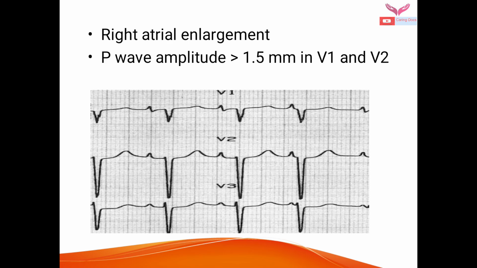In this we can see in V1 and V2 the amplitude of the P wave is more than 1.5 mm. So we usually see the P wave change in lead 2 and V1. Here the amplitude of the P wave is more than 1.5 mm in leads V1 and V2, and in the previous slide the amplitude of the P wave was more than 2.5 mm in inferior leads, that is 2, 3, AVF.